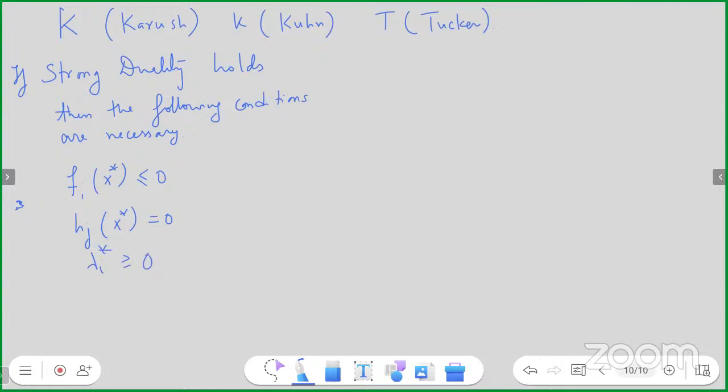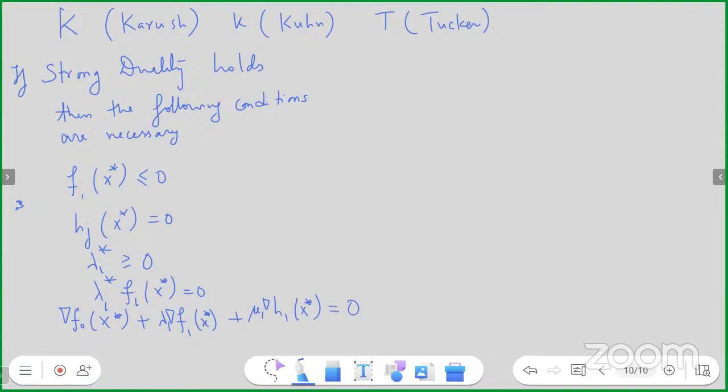So lambda i star f_i of x star is 0. And the final condition is in fact our gradient condition, then del f0 of x star plus lambda 1 f1 of... we've seen 1, 2, 3, 4 already.